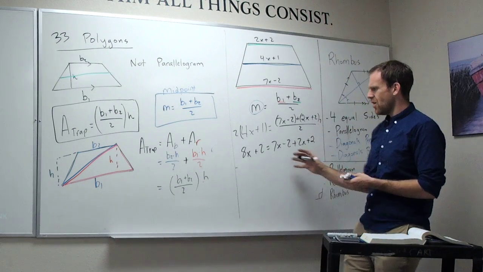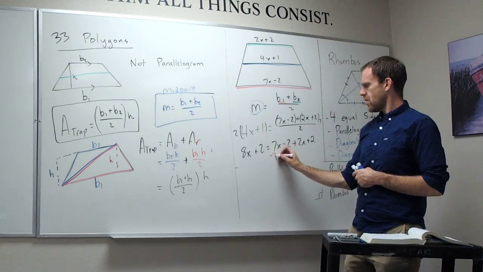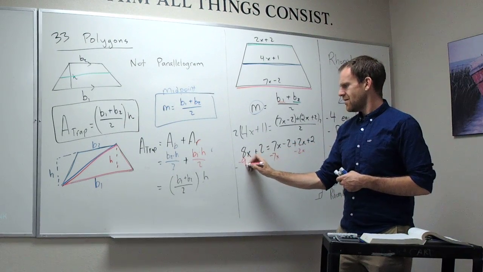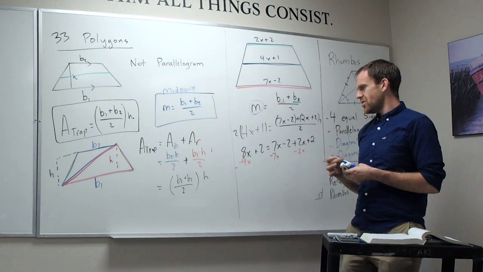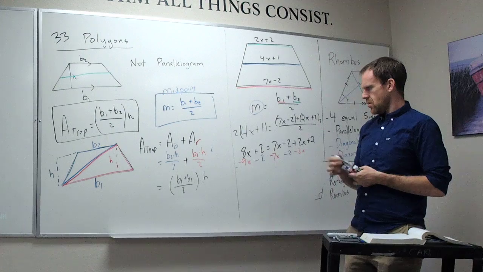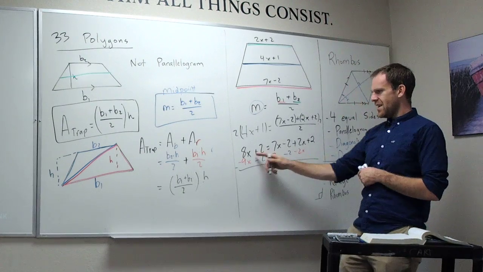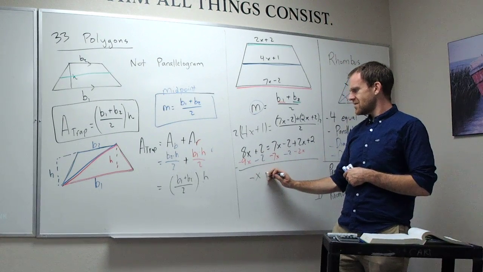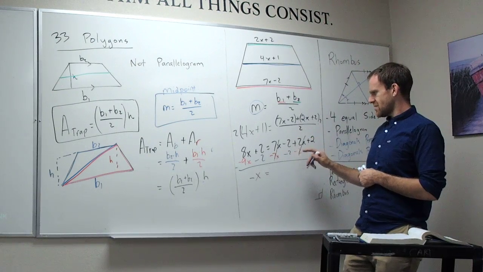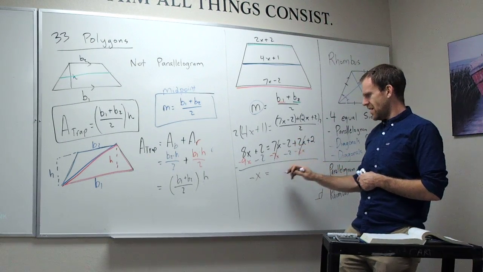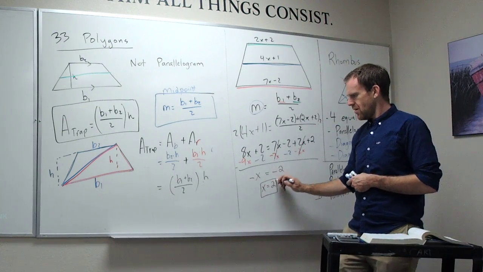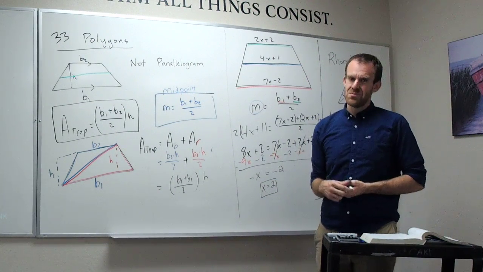To solve, I'm going to move all of my x's to the left side. 7 plus 2 is 9. And I'll move my numbers to the other side, in this case, 2. So 8x minus 9x is negative x equals, 7x goes away and 2x goes away. I have minus 2 plus 2 minus 2. That looks like minus 2. So x equals 2. And that, my friends, is problem set 33.